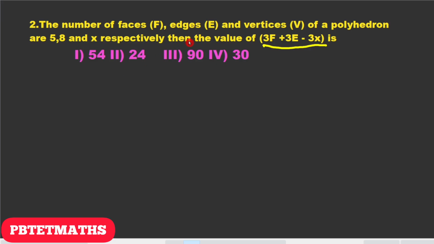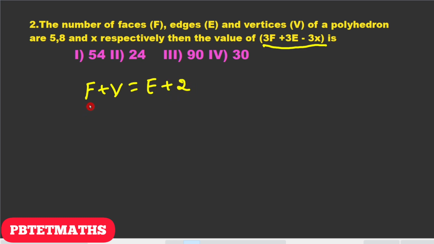For that, we have to use Euler's formula to find out the value of x, because here we have the value of faces and edges. We don't know the value of x, that is vertices. To find that, let's use Euler's formula. It says that f + v is equal to e + 2.